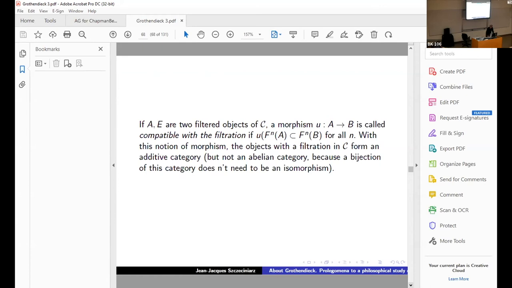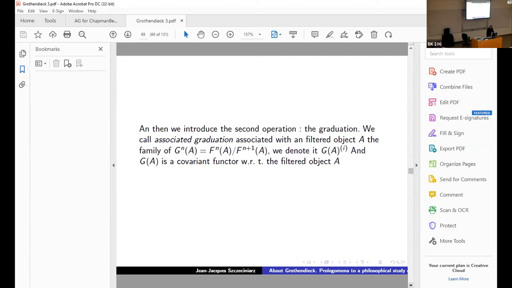A and B are two filtered objects. A morphism u is compatible with the filtration if it satisfies this equality. With this notion of morphism, the objects with filtration form an additive category, but not an abelian category. And then we introduce the second operation, graduation, which was my last remark.